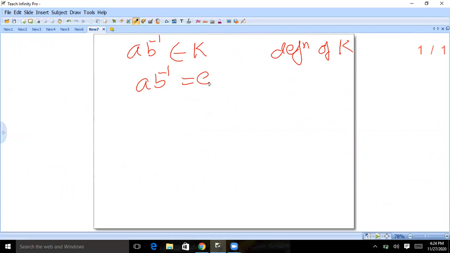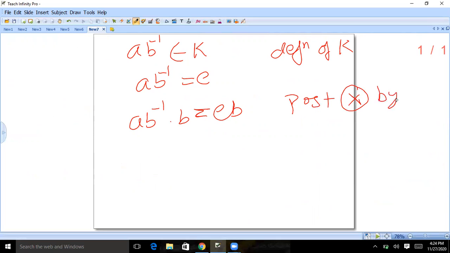So next, f of B inverse into b. Here we multiply by b, post multiply by b. Okay. So here as usual a b. Therefore a dot b is equal to a dot e is equal to b.